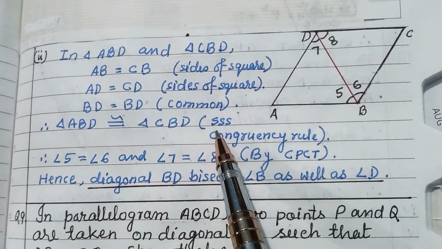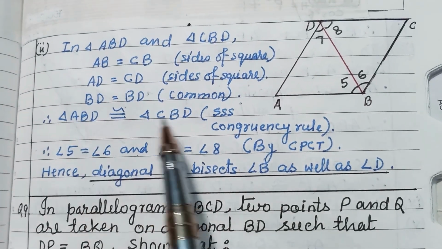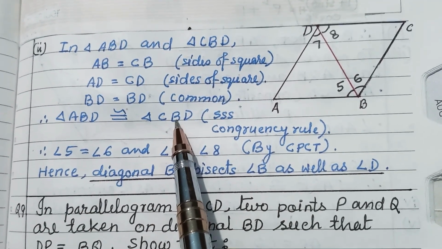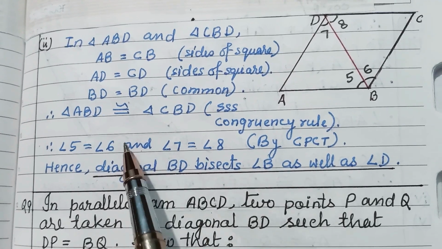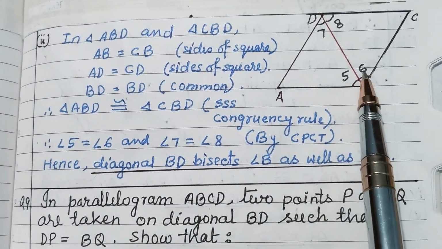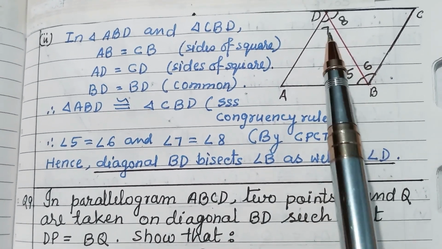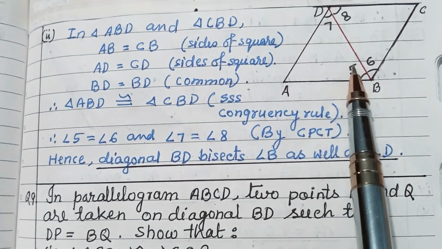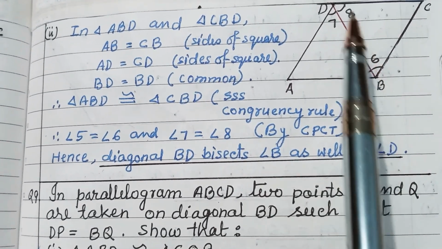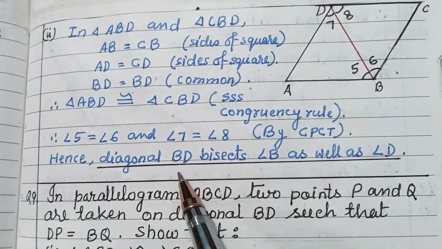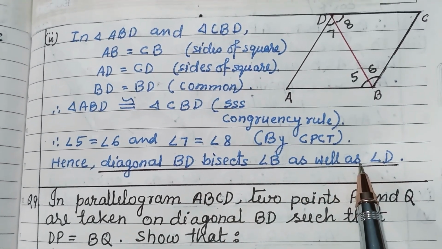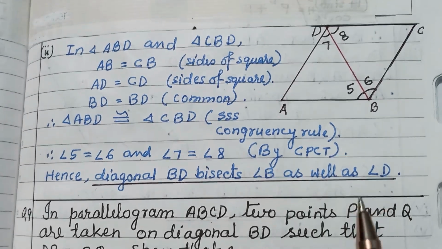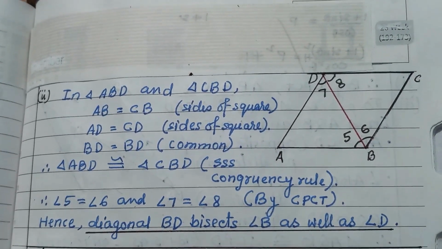Therefore, by side congruency rules, these two triangles are congruent. If they are congruent, then we can write 5 is equal to 6 by CPCT. 5 equal to 6 and 7 equal to 8. Therefore, BD bisect angle B as well as angle D. Proved it? In next part, I will explain you next 3 part.